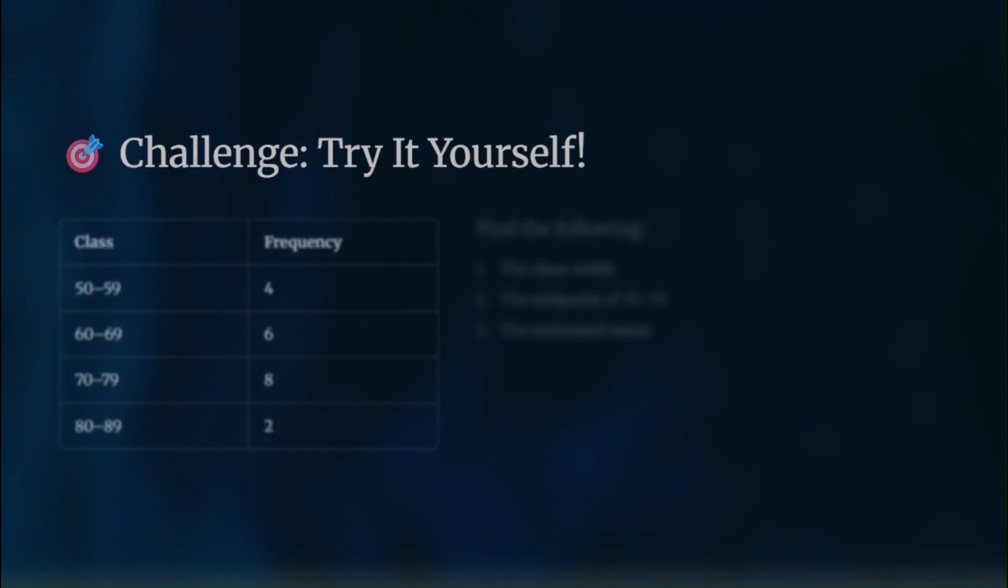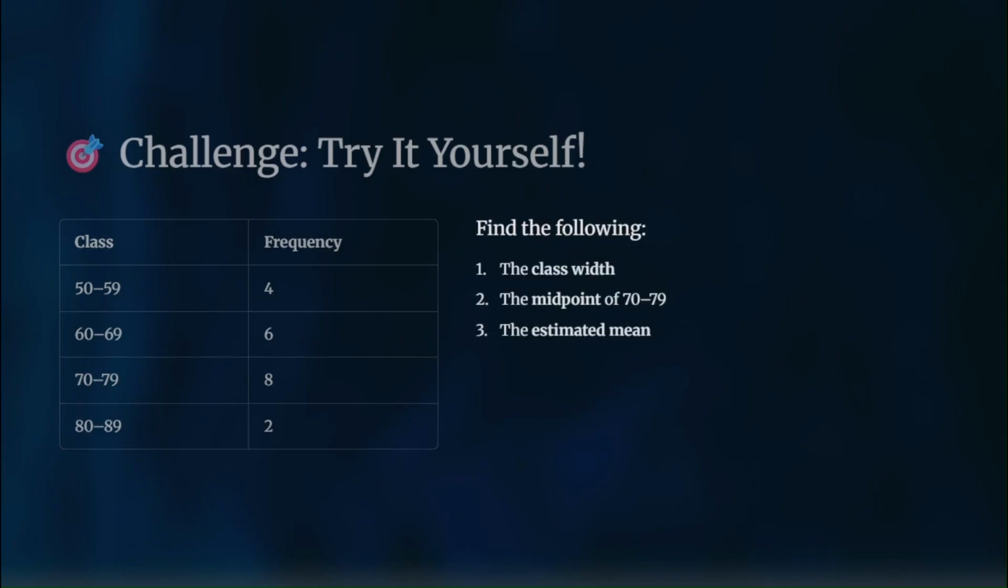Here's your challenge for today. We have this frequency distribution with 4 classes from 50 to 59, 60 to 69, 70 to 79, 80 to 89, with respective frequencies 4, 6, 8, and 2. Find the class width, find the midpoints for the class from 70 to 79, and find the estimated mean. And please, drop your answers in the comments below.